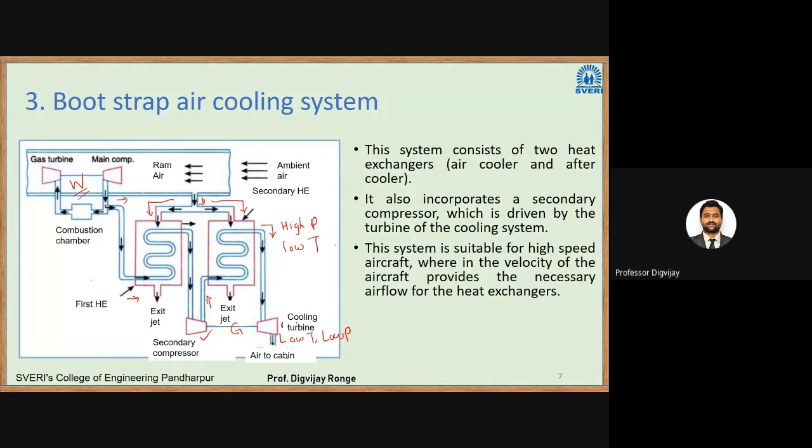Two systems are remaining. Please be with me. After that we will conclude the lecture. In this case, a separate fan is not required, so it is not suitable for ground cooling. As in the previous case, we had a cooling fan, which was required to extract this ram air and send it back into the atmosphere. But in the bootstrap air cooling system, we don't require that cooling fan.